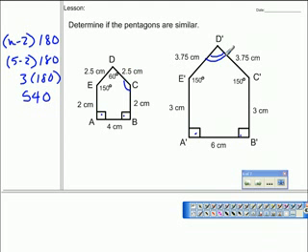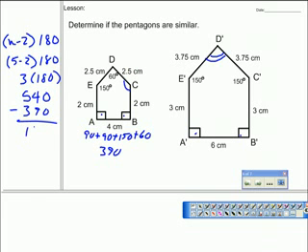I know there's 540 degrees in all of those angles, correct? So for this smaller one, I know I have 90 plus 150 plus 60, and that equals 390 degrees. 540 minus 390 gives me 150. So I know this angle C right here is 150 degrees, which means this angle D prime has to be 60 degrees. Yes, you were right, but you just couldn't prove it. You just didn't know how to prove it yet.